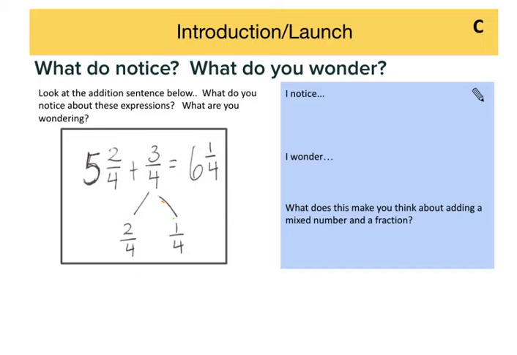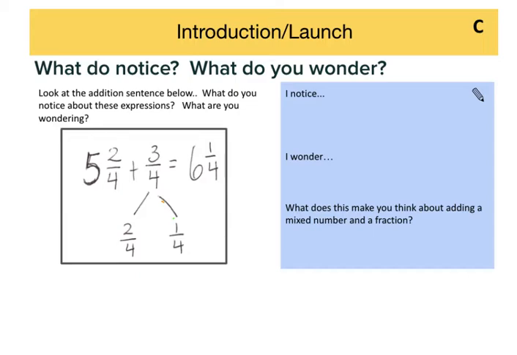So the slide here says, what do you notice? What do you wonder? Look at the addition sentence below. What do you notice about this number sentence? What are you wondering? So pause and think and answer the prompts here on the right. When you're ready, you can unpause. Okay, so let's see if we were noticing some of the same things here.